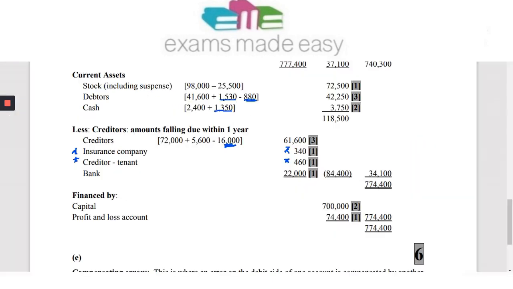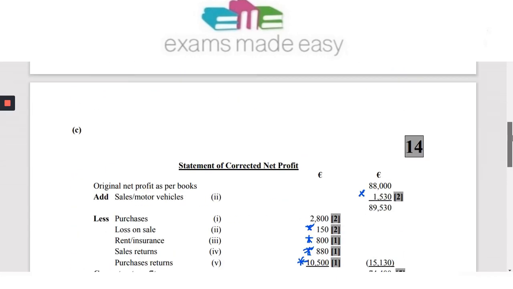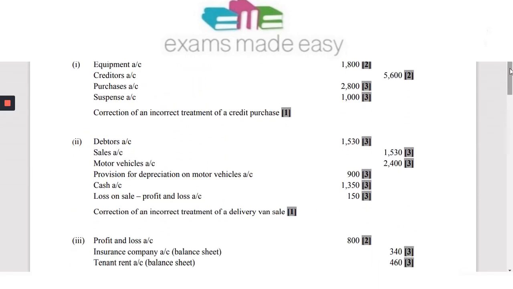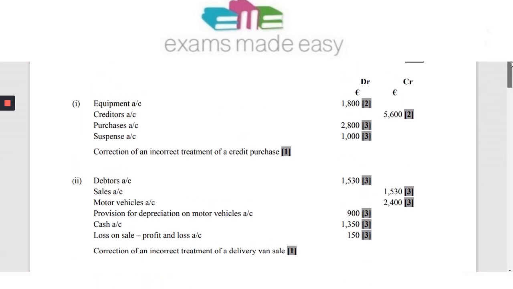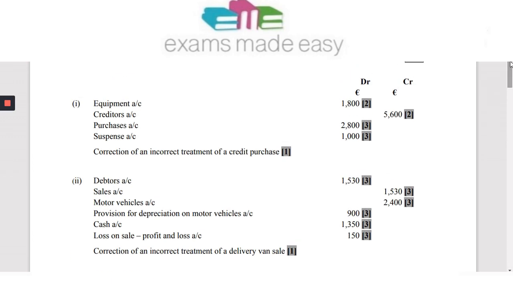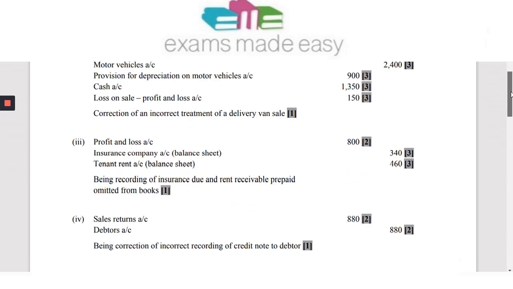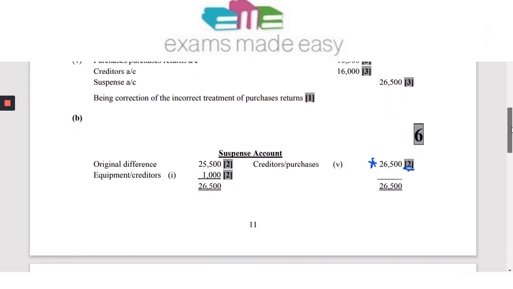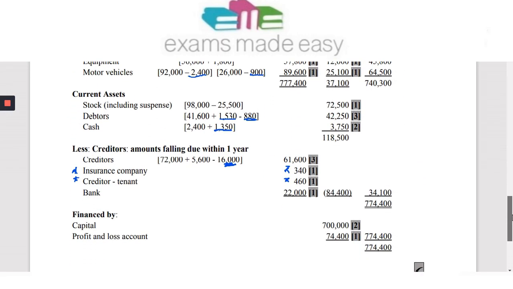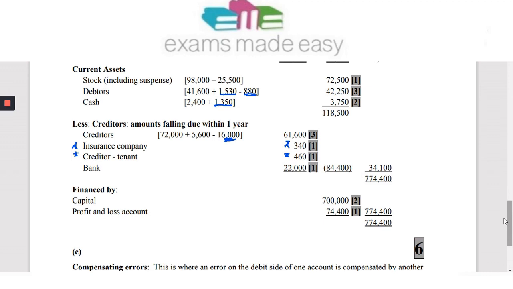From the notes now, what you would do, you would journalize all of those fixed columns. Write them out nice and neat. As you can see here, that's going to get you 54 marks out of 100. And then the suspense is 6, correct profit 14, balance sheet 20. Very easy to do once you have the notes. Thanks for listening, and remember, practice, practice.